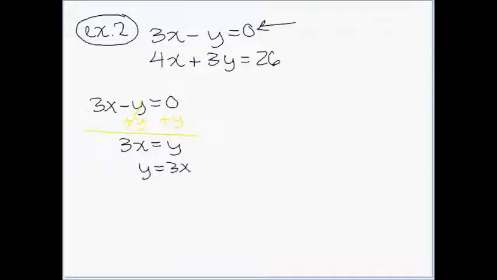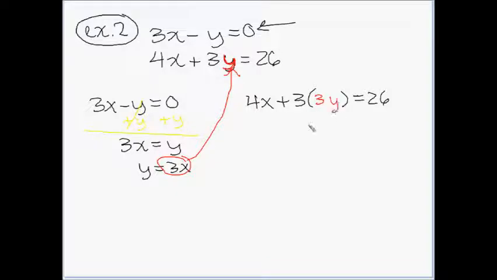Now I'm going to take that expression and I'm going to plug 3x in place of y in the other equation. Now you can't plug it back into the same equation you just used, or it doesn't help you. So you need to plug it back into the second equation. So we're going to have 4x plus 3 times y equals 26. Now we're going to substitute in the 3x in place of the y. Oops, excuse me, that should be an x. 3x in place of the y.